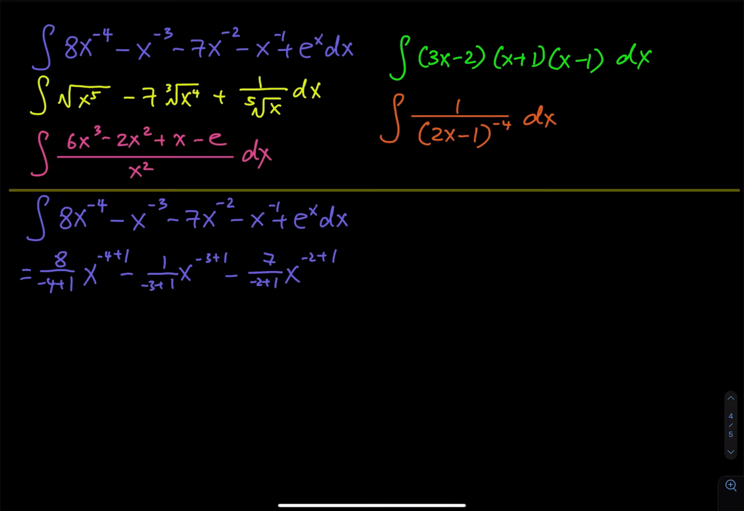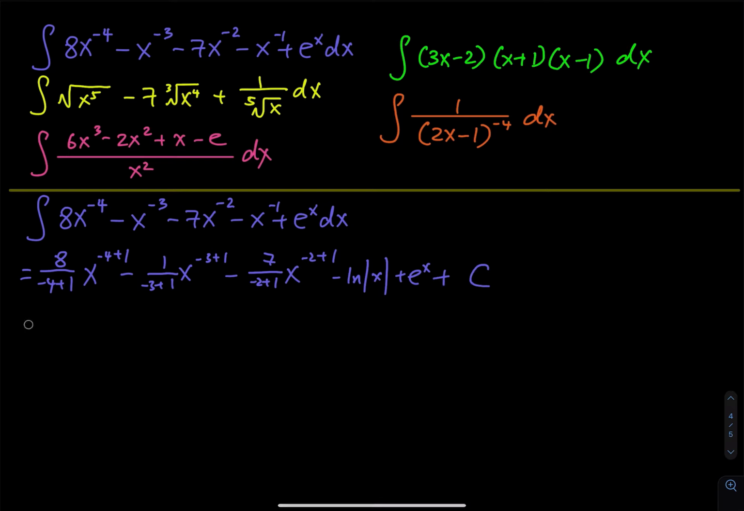And then how about the x to the -1? Is that a power rule? The answer is absolutely not, right? The antiderivative of x to the -1 is ln absolute value of x, and then the antiderivative of e to the x is just e to the x. So we add e to the x and then we add a constant c.